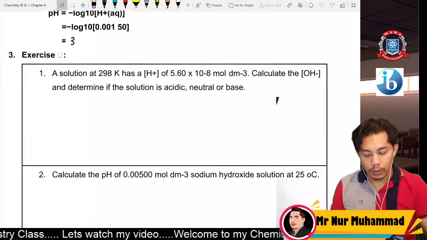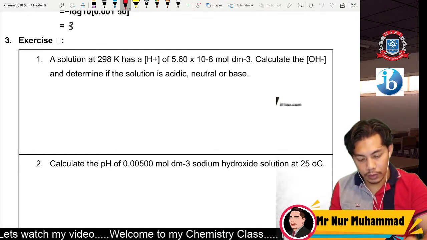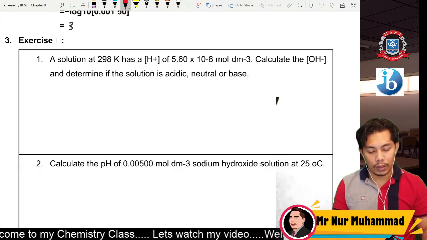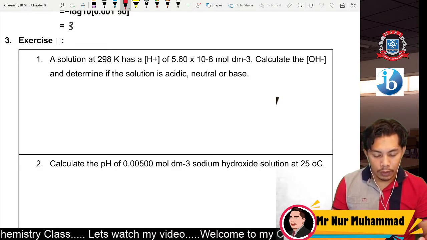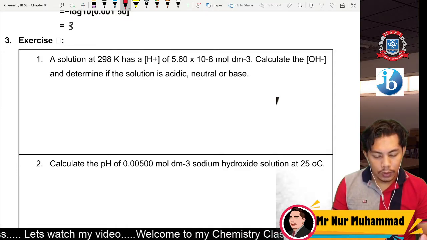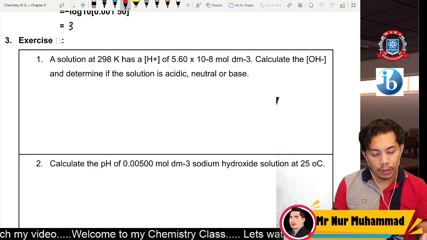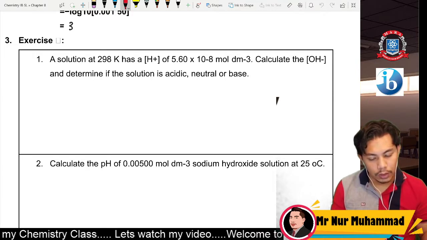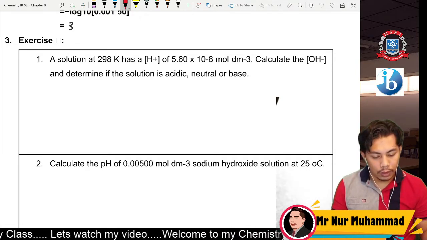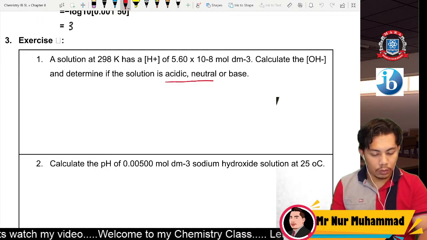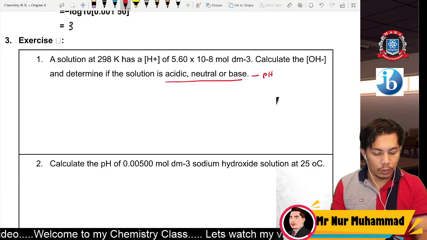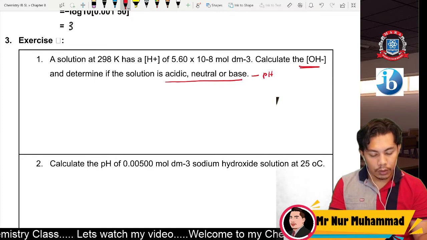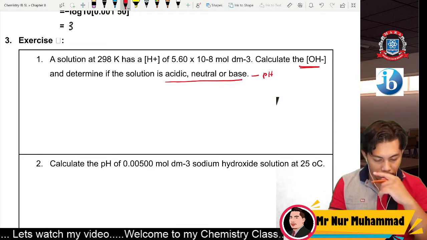Now please look at question number 1. A solution at 298 Kelvin, so we can apply the ionic product constant, has a concentration of hydrogen ion of 5.60 times 10 negative 8 mole per decimeter cube. Calculate the concentration of hydroxide ion and determine if the solution is acidic, neutral, or basic. In this case, we have to calculate the pH value and the concentration of hydroxide ion. Firstly, we calculate the pH.